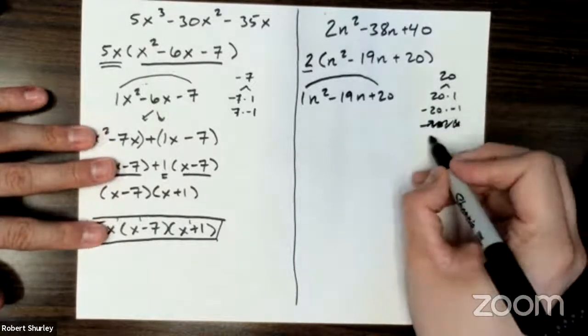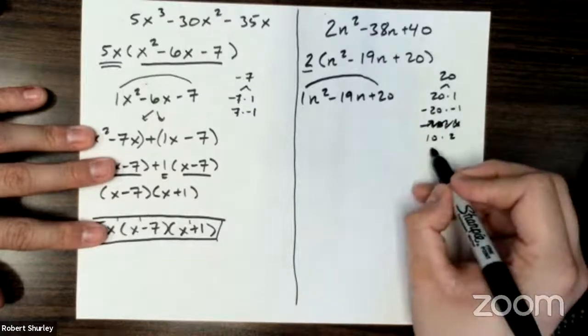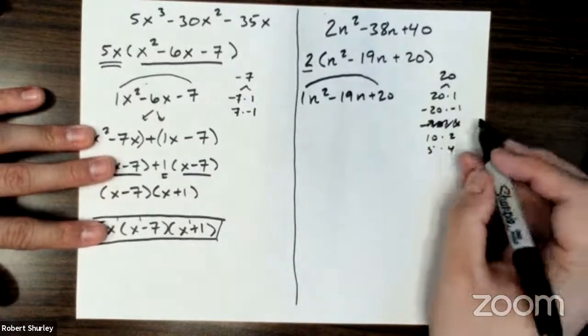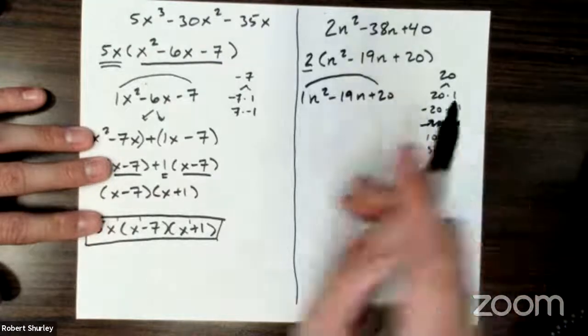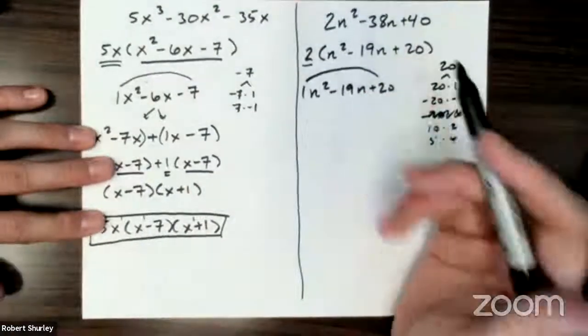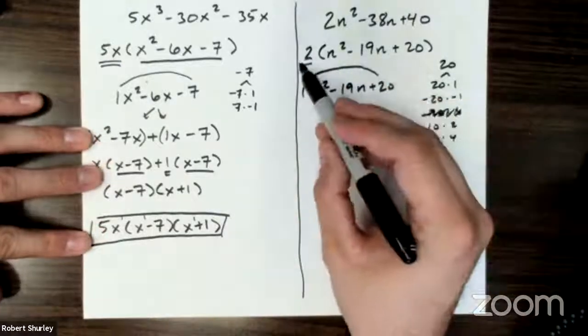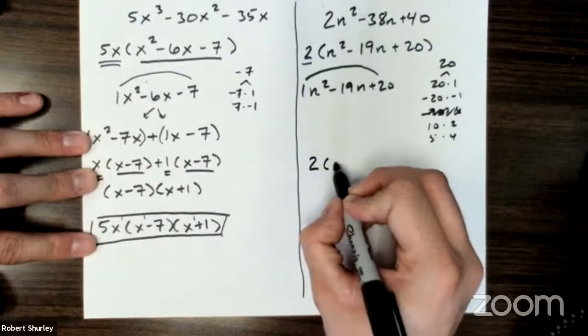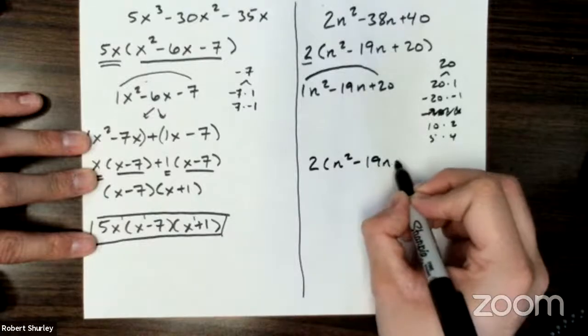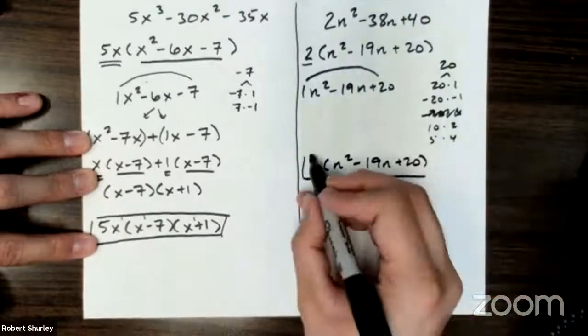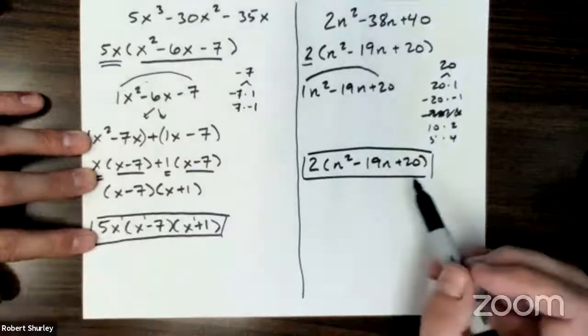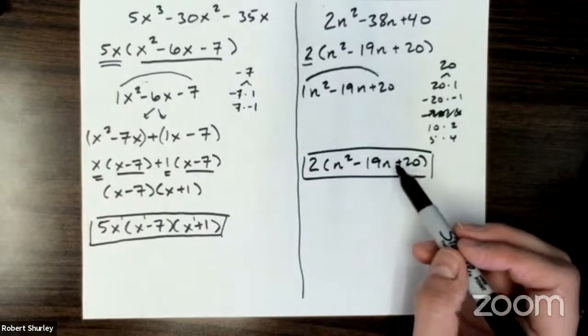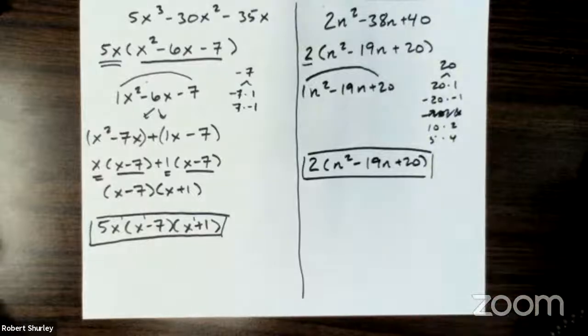Well, and the other ones aren't going to work. I mean, 10 times 2 is too low of a number, right? And then 5 times 4. You know what? I don't think this is factorable, okay? And it's not, and that's A-okay. Now, we did factor it, so your answer would be 2 times n squared minus 19n plus 20. That is your answer, okay? But the trinomial is not factorable, okay? The trinomial there is definitely not factorable. So kind of goofy, but that's just how it is.